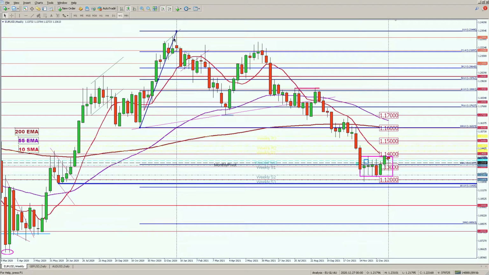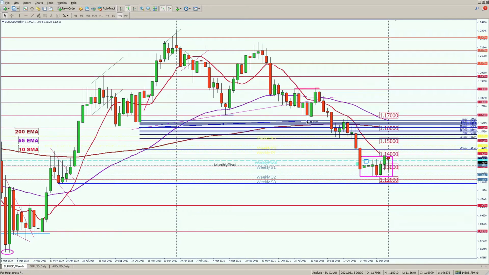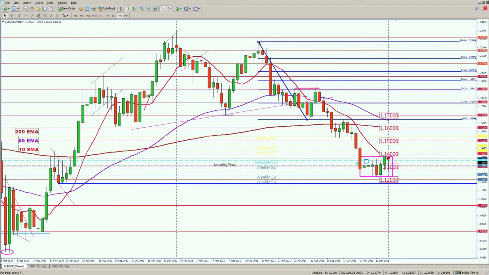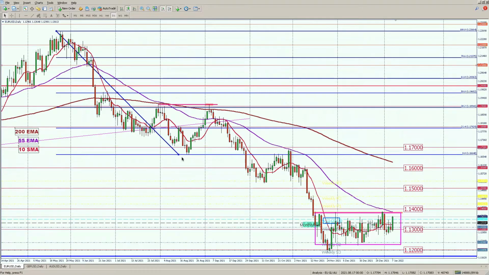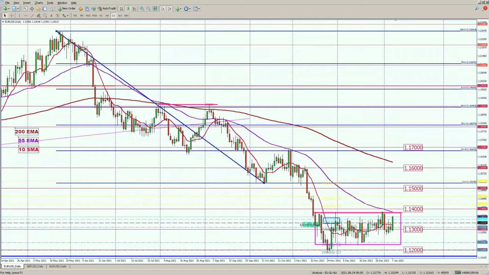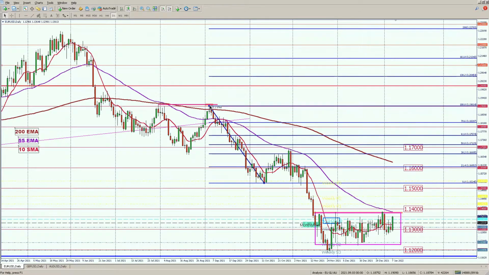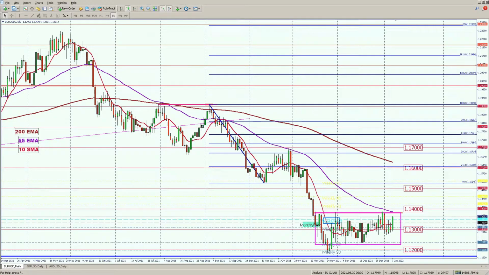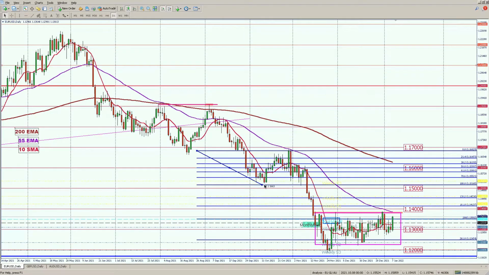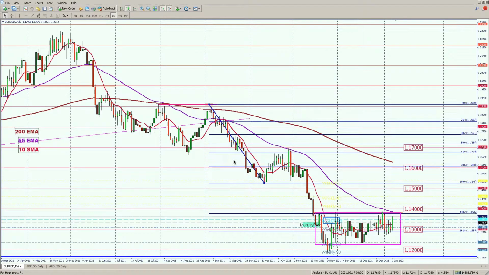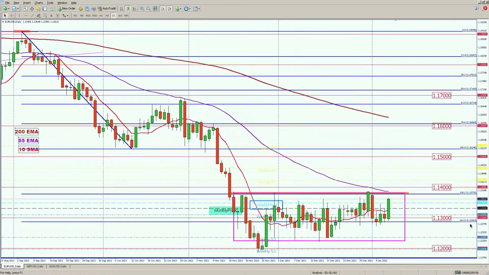And we can also change this fib to impact the daily as well. Oops, I need to flip this over. Okay, so yes, it's bouncing off the 162 fib extension right here.